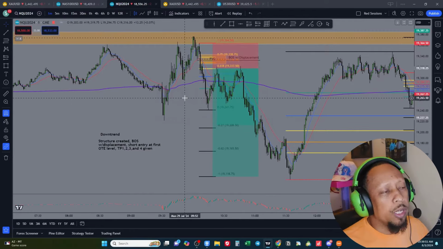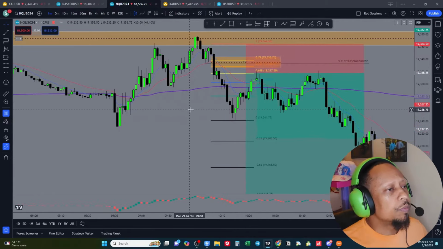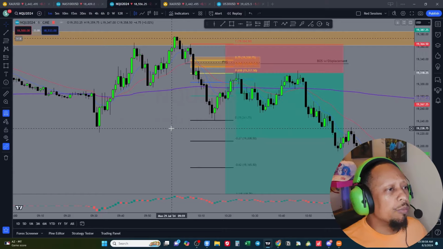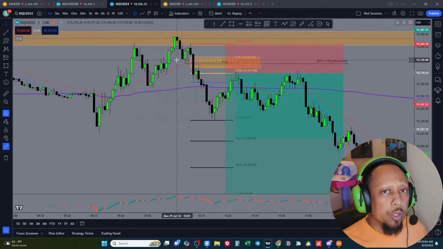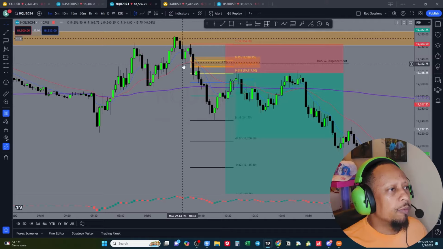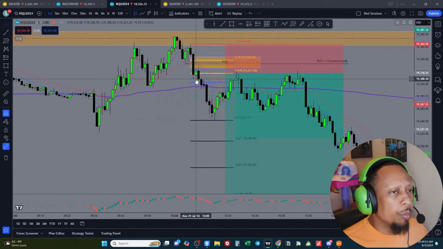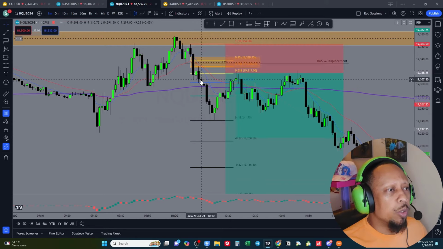The basis of the strategy is that, since this was a short bias day, and I'll show you why I was biased to the short side, we would be looking for a structure to be created to the short side or the downside, right? We want structure to be broken with a strong bearish candle, a break of structure with displacement. Big old splash breaking that structure. That's what we're looking for.